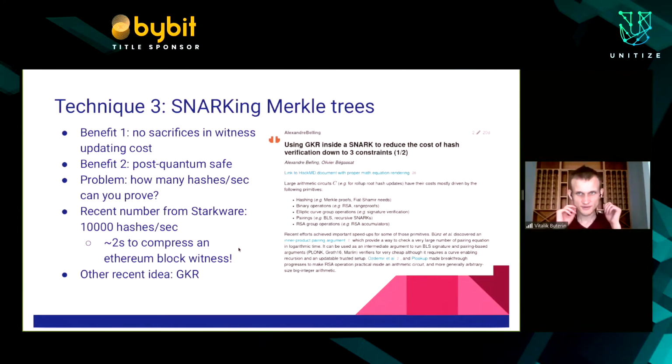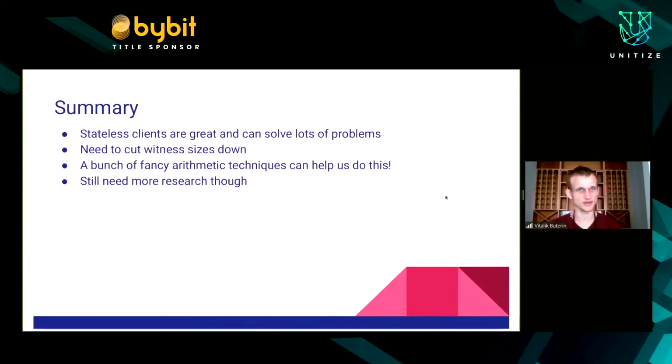And also, there was this other recent idea that some researchers have proposed, using this protocol called GKR, which basically tries to reduce the cost of hash verification down to 3 constraints per hash plus a bunch of field operations. So, very, very cheap hash calculations.